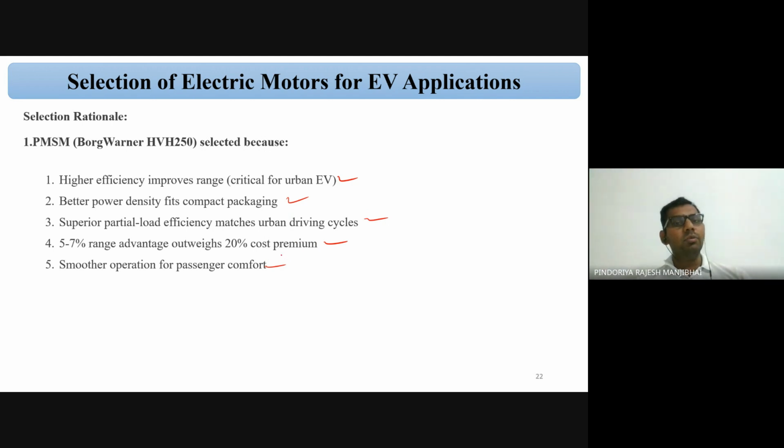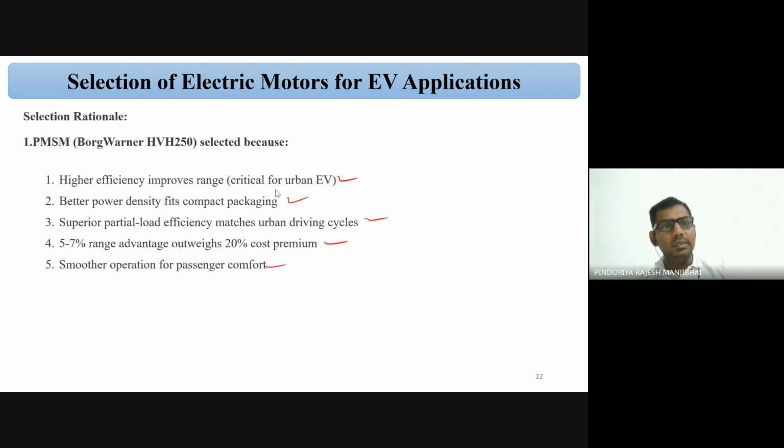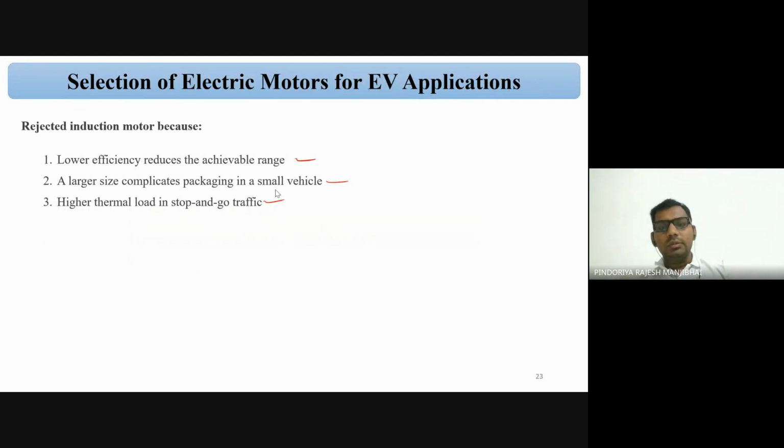And why not the induction motor? Because lower efficiency reduces the achievable range, large size packaging with more weight, and higher thermal load in stop and go traffic. Because of these three reasons, we are not selecting the induction motor, and we are going to select the PMSM motor for this particular application. So based on these parameters, we have to select which type of motor is better, maybe the PMSM or maybe the induction motor. Okay. Correct.